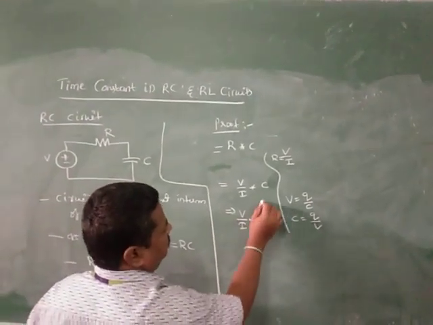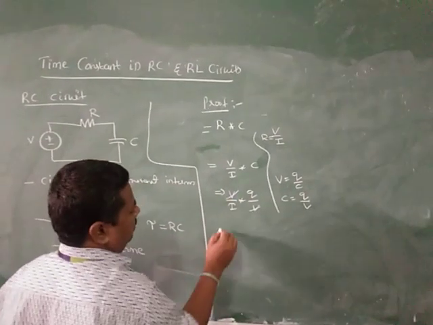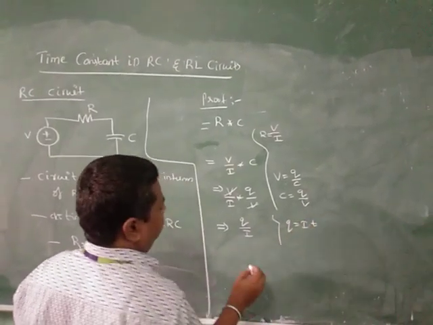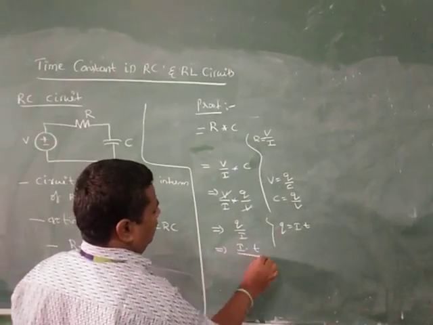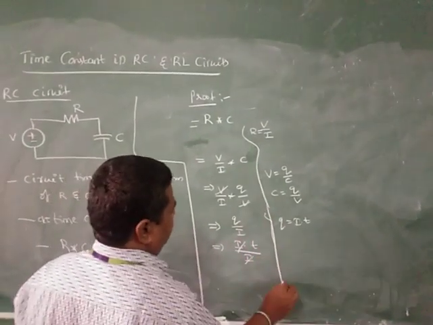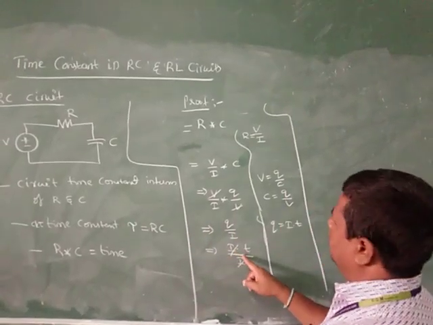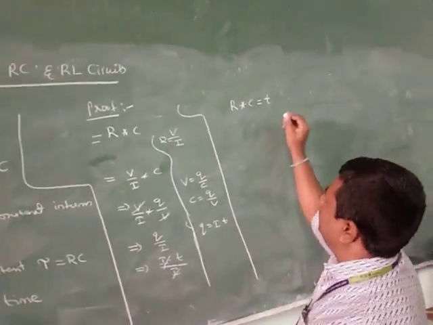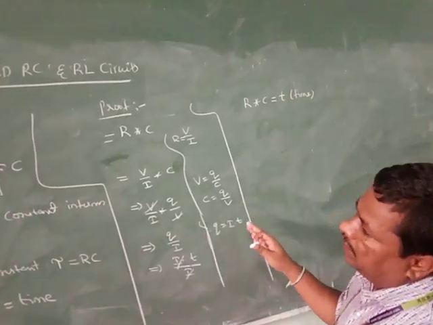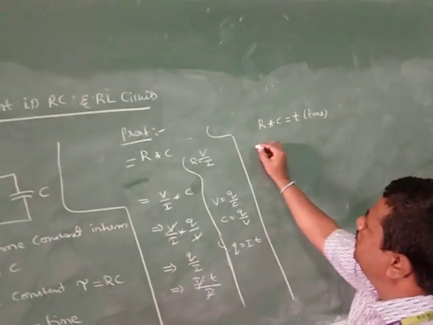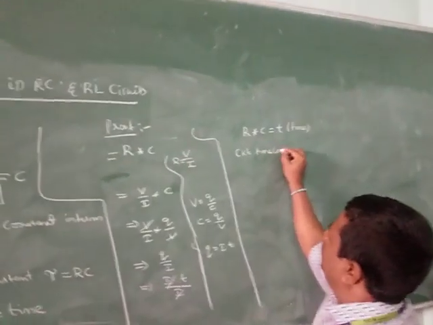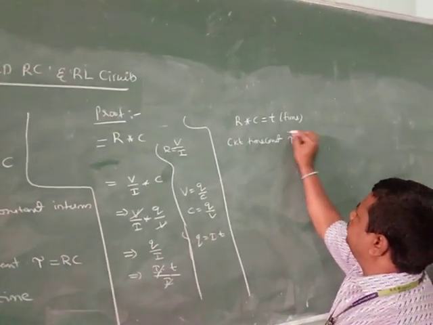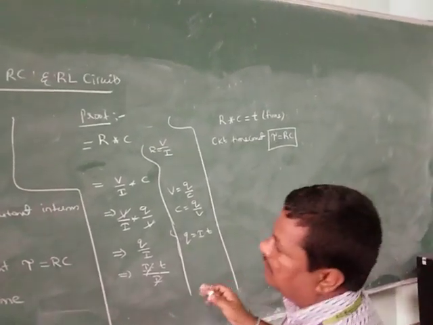V by I into C is equal to Q by, these two get cancelled. Then again Q by I. Again Q is equal to I into T. So from that, Q is equal to I into T by I. I gets cancelled. So that means the product of R into C is equal to time, T, that is equal to time. So generally in RC circuits, or in RL or RLC circuits, the circuit time constant is generally denoted as tau, that is equal to RC. Okay, that is a simple derivation in RC circuit.